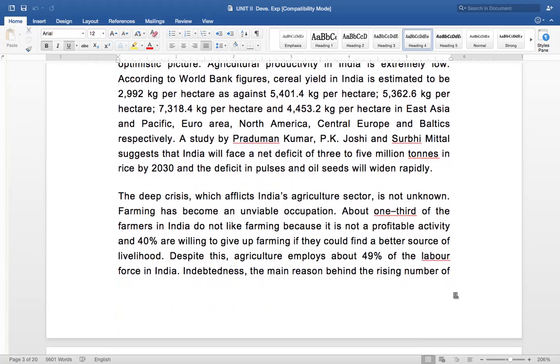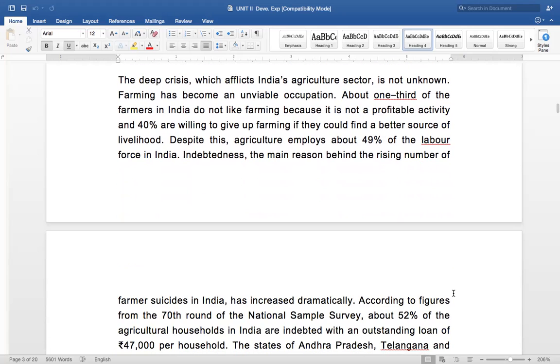Now, the deep crisis which afflicts India's agriculture sector is not unknown. Farming has become an unviable occupation. About one-third of the farmers in India do not like farming because it is not a profitable activity, and 40% are willing to give up farming if they could find a better source of livelihood. Despite this, agriculture employs about 49% of the labor force in India. Farmer suicide in India has increased dramatically.